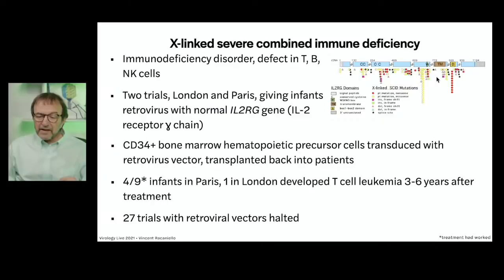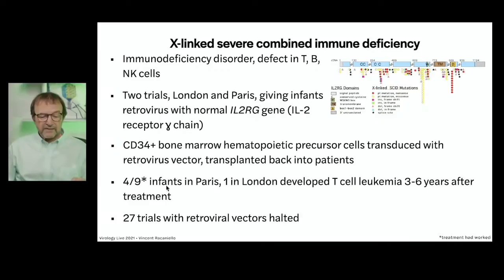So two trials were done, one in London and one in Paris, where they gave infants a retrovirus with a normal gene, the IL-2 receptor gamma chain gene. So you have to do this at a young age, right? Because many of these individuals will die of infections later on. So they take out bone marrow hematopoietic precursor cells, CD34 positive. Nowadays, you can get these from the blood, infect with the vector, put them back in the patients.